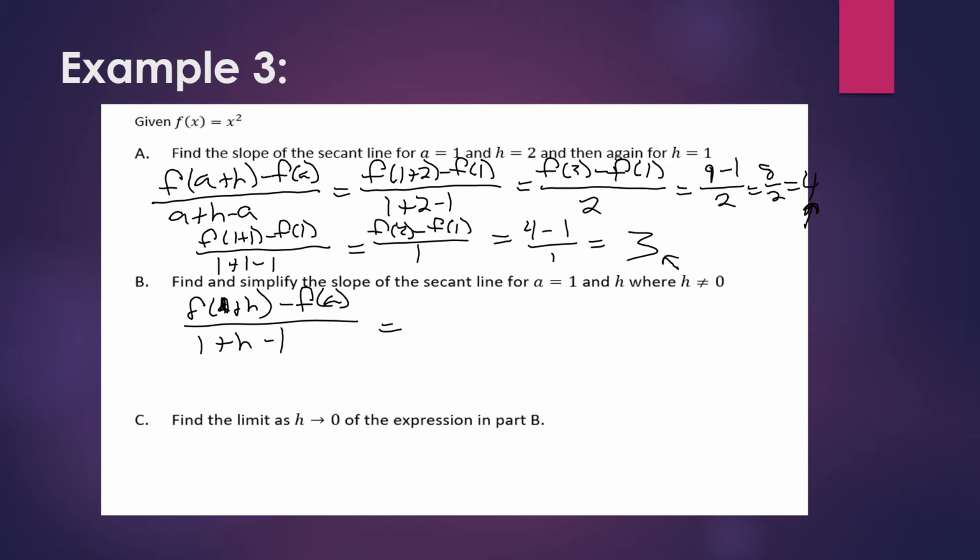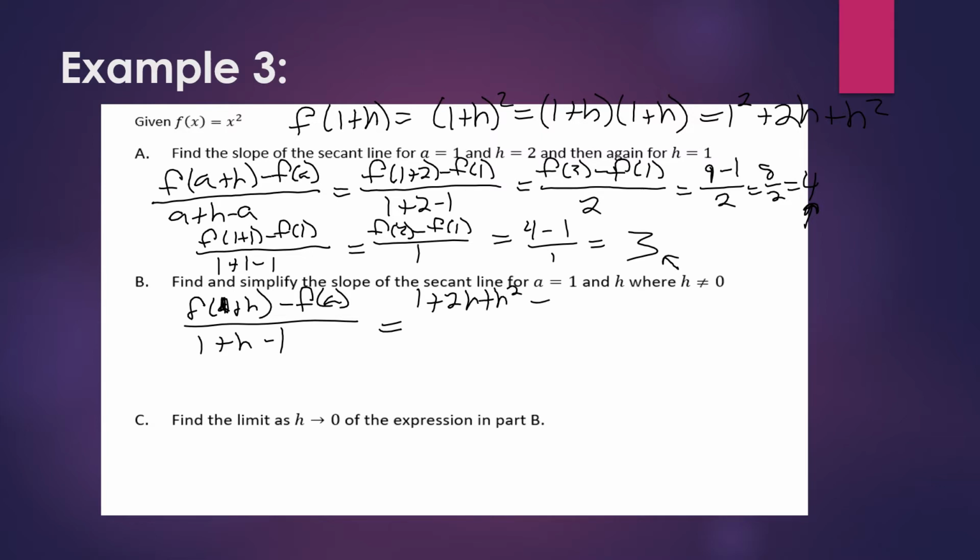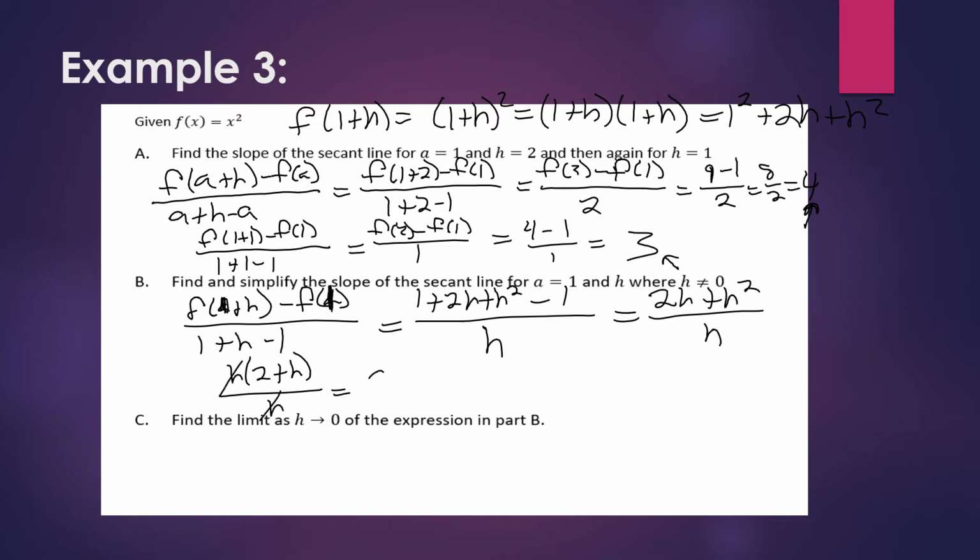And let's see. So what is f of 1 plus h? Well, that would be 1 plus h squared, which is 1 plus h times 1 plus h. So we need to FOIL that out. We're going to get 1 squared plus 2h plus h squared. In our numerator, it's 1 plus 2h plus h squared minus f of 1, because a is 1, so subtract 1, divided by 1 plus h minus 1 is just h. So my 1 and negative 1 of the numerators are going to cancel out. I'll get 2h plus h squared over h. I can factor one of these h's out, so I get h times 2 plus h for h. The h's cancel, and I get 2 plus h.